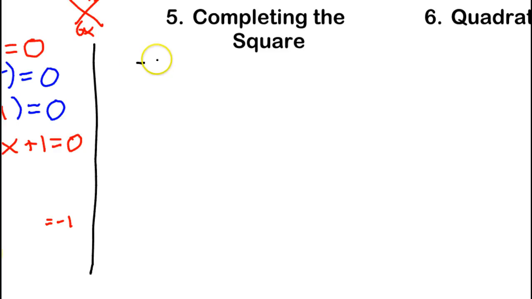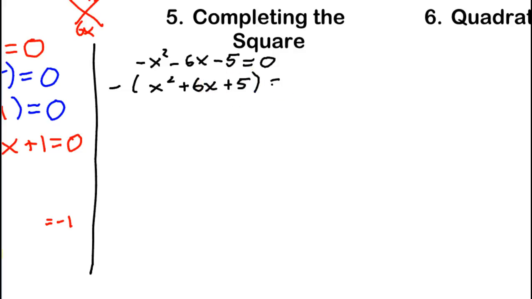Alright, so here we go. Negative x squared minus 6x minus 5 equals 0. And the beginning is identical. We pull out the negative, right? Between completing the square and factoring, they have similar beginnings. Now we've got the setup done. Let's actually complete the square.